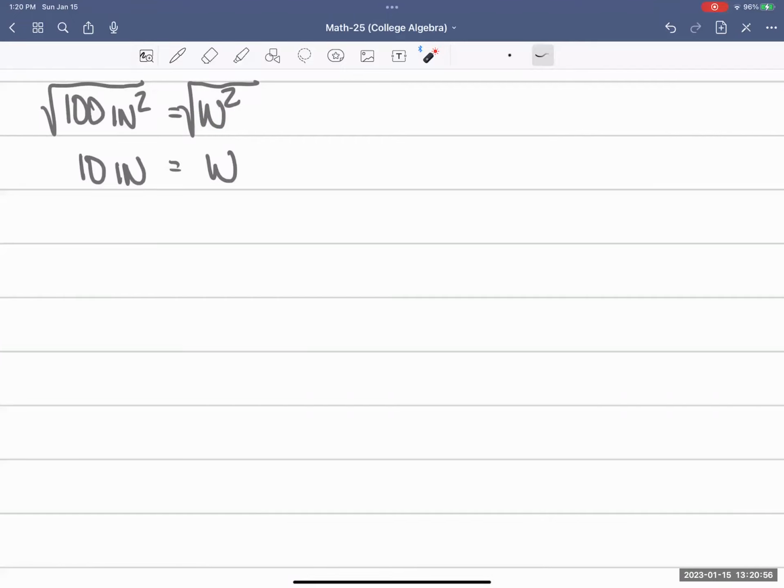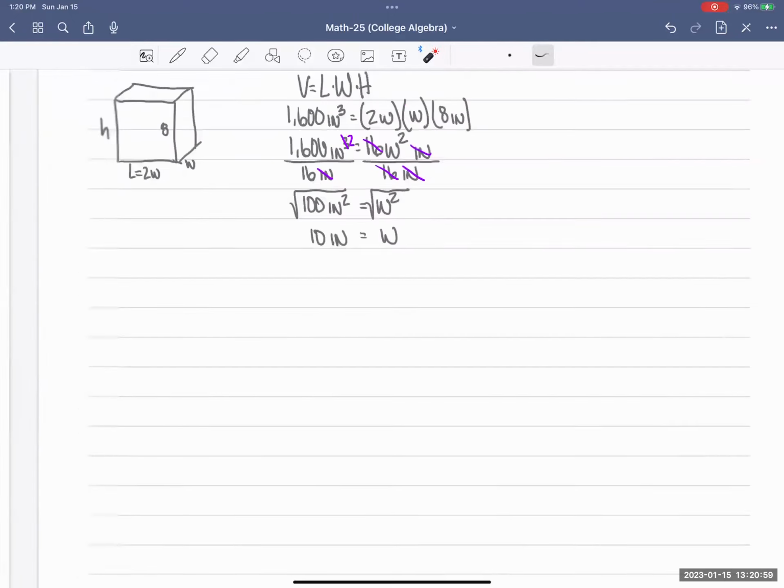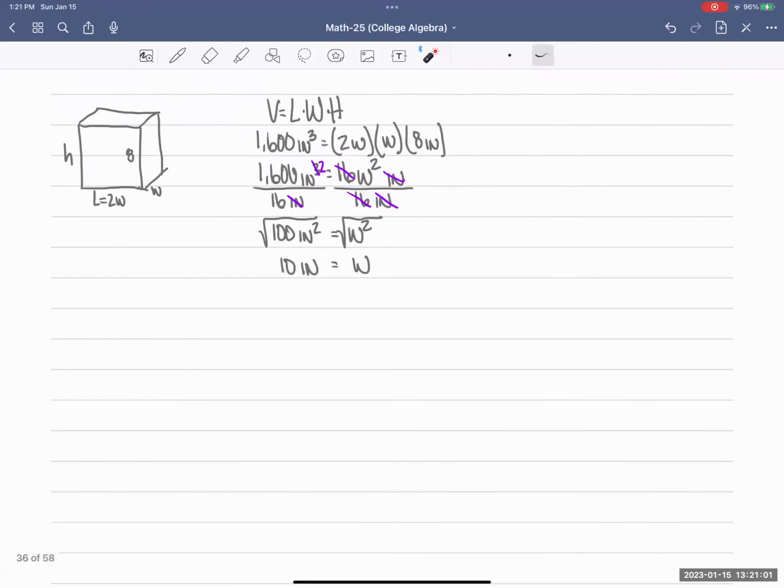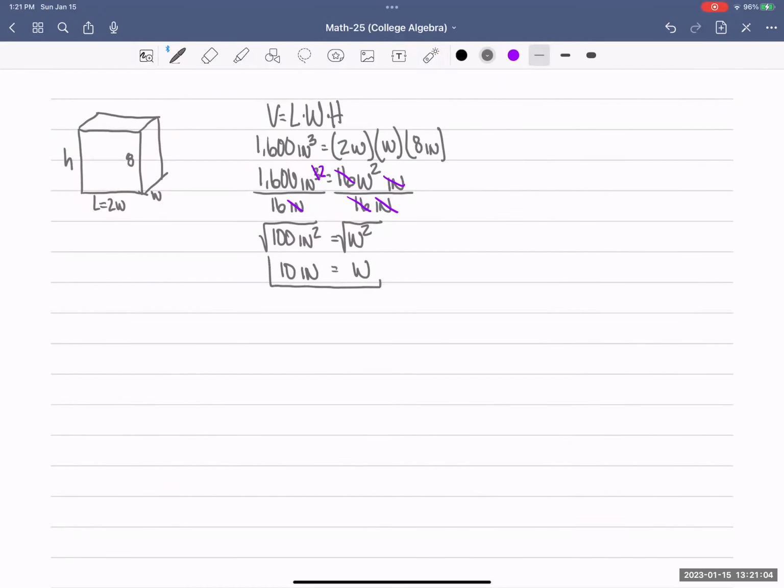All right, so we have this one part here, and I think we could use that to help us solve the rest of the problem. So we have width is equal to 10 inches. We have length as 2 times our width. So length is equal to 2W. Length is equal to 2 times our width, which we just said was 10 inches. So length is going to be equal to 20 inches. And we have our height.